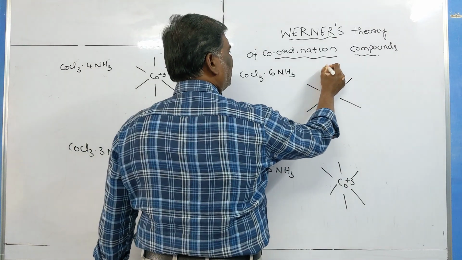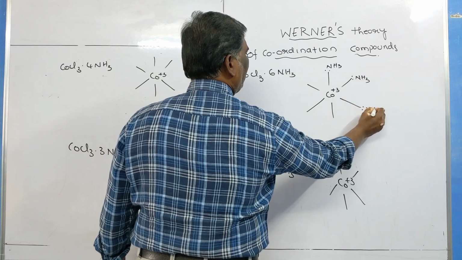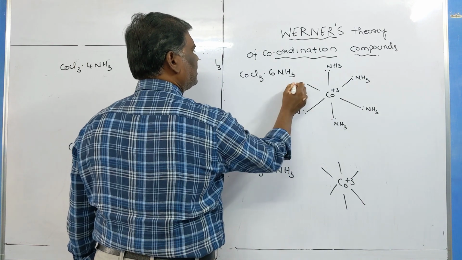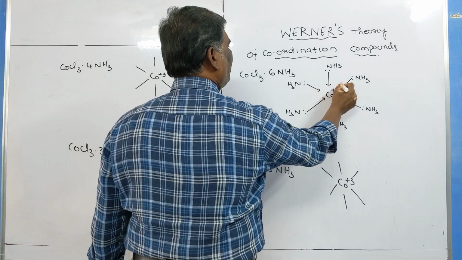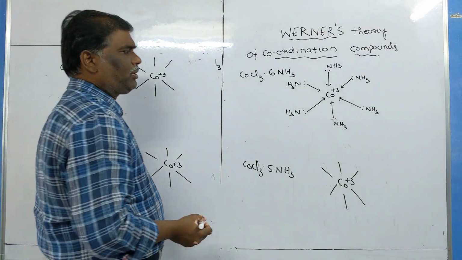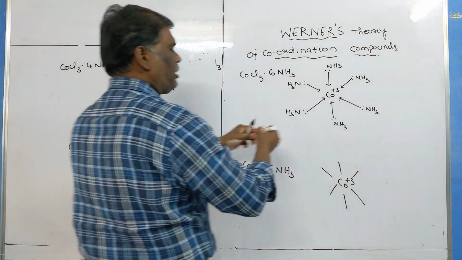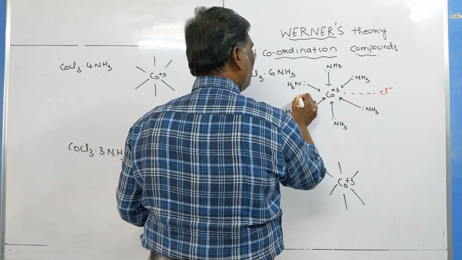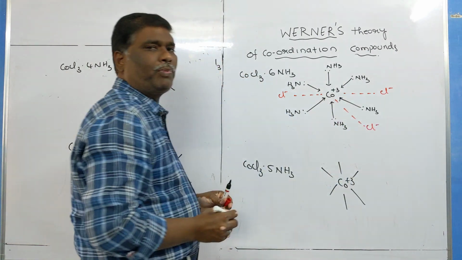Now you come to the first structure. In this one there are 6 NH3 ligands. The nitrogen atom of ammonia is donating lone pairs to the vacant orbital of the central metal ion. Clear? Now the shape is octahedral. Here the three chlorides can exist at any position because these are non-directional. There is no particular position. They will exist at any position. No problem with them.